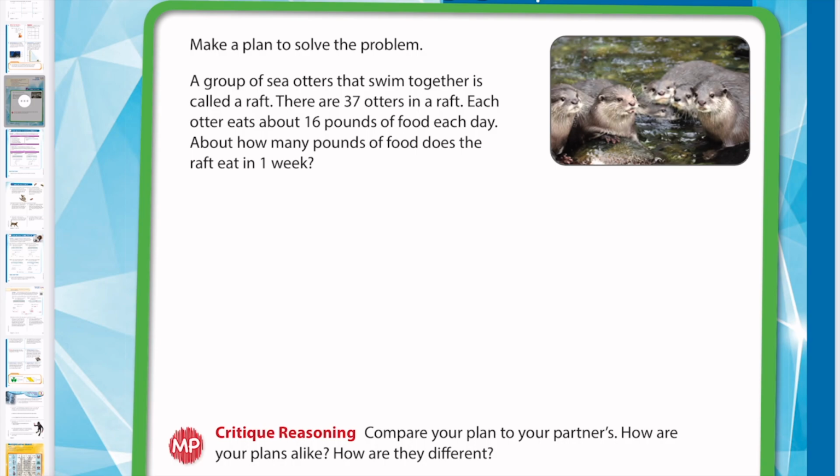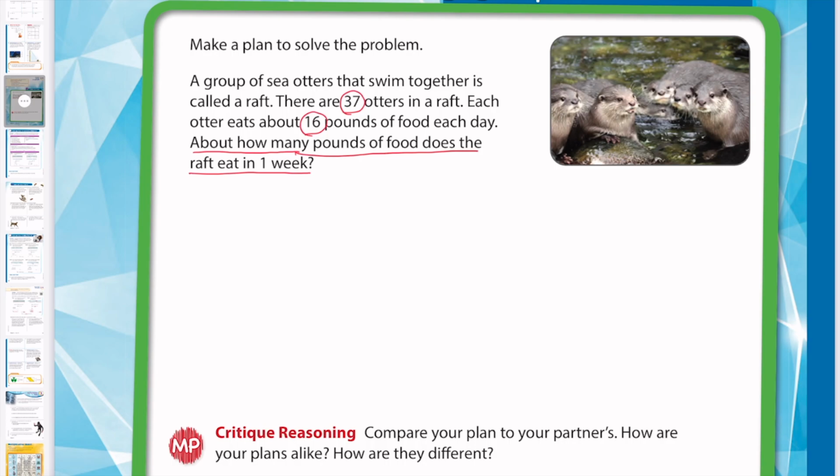A group of sea otters that swim together is called a raft. There are 37 otters in a raft. Each otter eats about 16 pounds of food each day. About how many? This is a question, right? Problem: About how many pounds of food does the raft eat in 1 week?